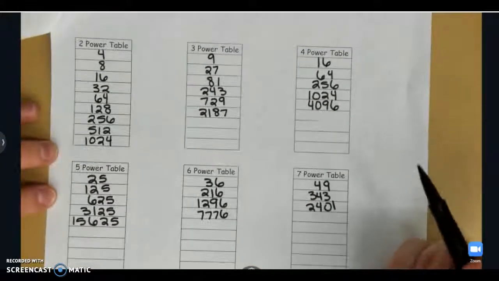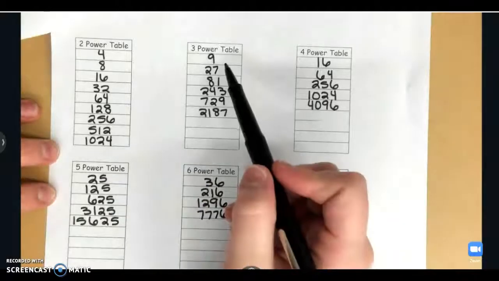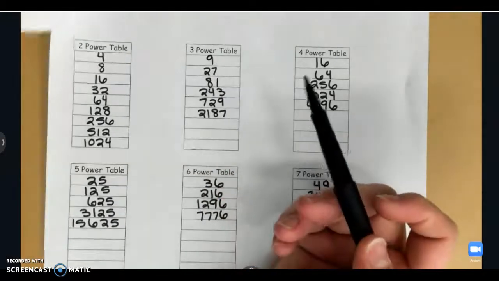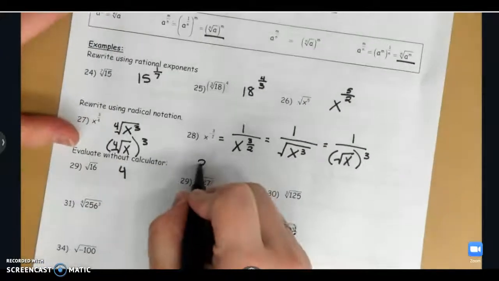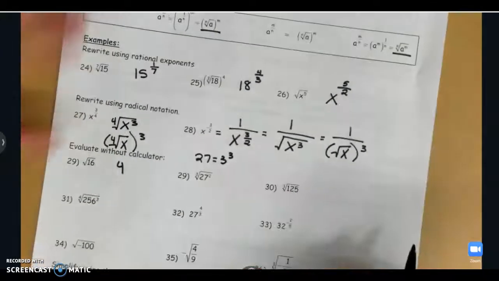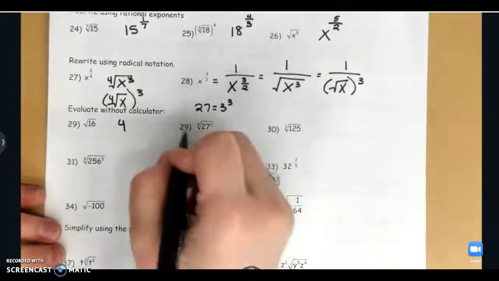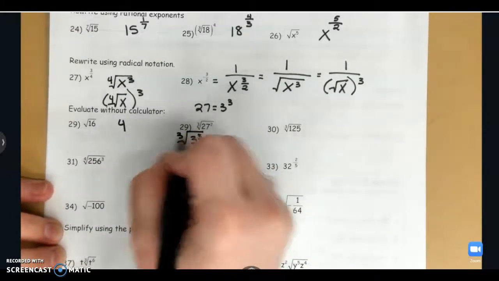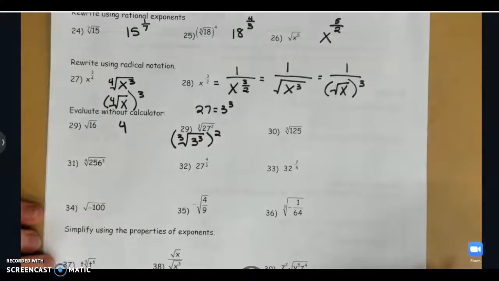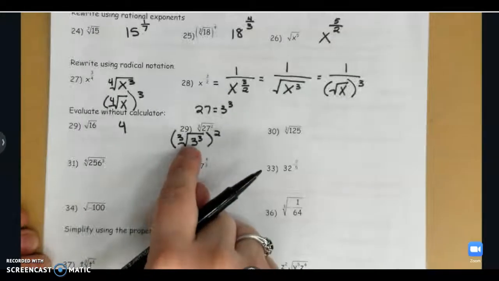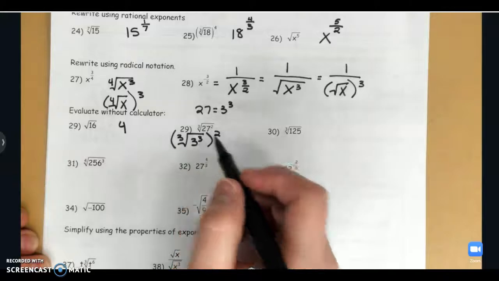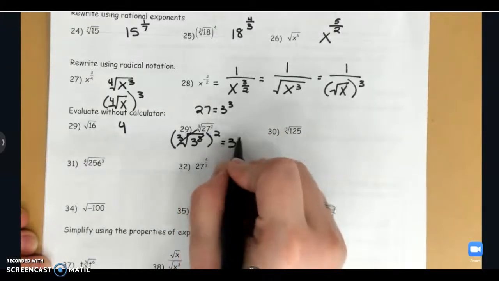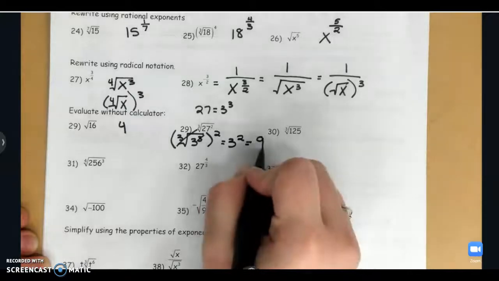If I look, where do I have the number 27? In my 3 power table. 3 to the 3rd power, 27 is actually 3 to the 3rd power. So I'm going to rewrite this radical as the cubed root of 3 cubed, squared. Okay? Now, what is the cubed root of 3 cubed? It's like when you take the square root of a square, they cancel out. So this is now just 3 squared, which is 9.